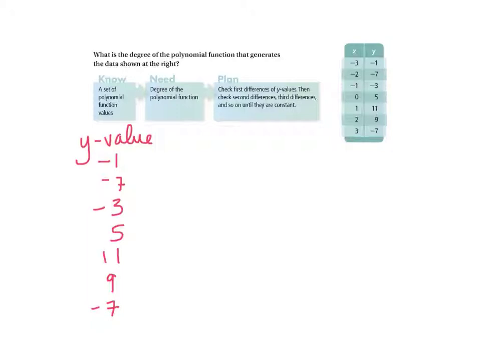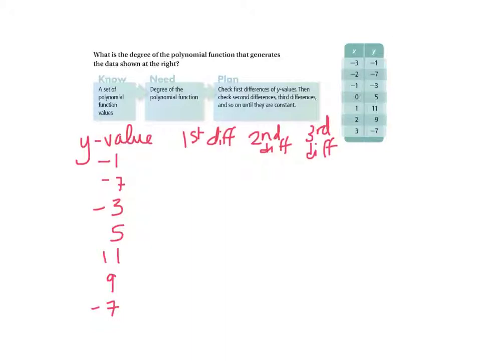Anyway, here are the y values. What we're going to do is look at the differences between them. We're going to find the first difference, and then the second difference. Basically, we find the differences between the y values until they're all the same, until they are constant, until that difference stays the same. All right, so that's what we're going to do here.